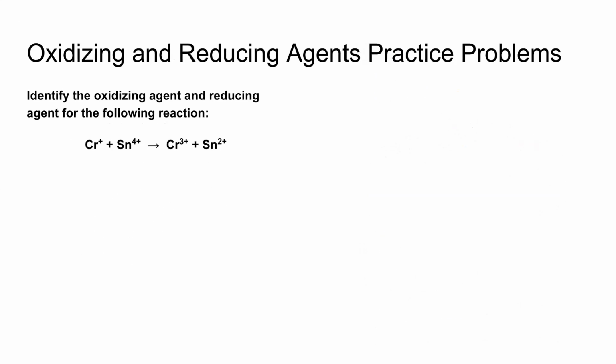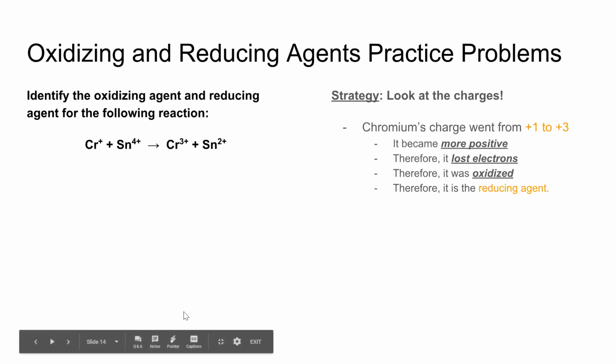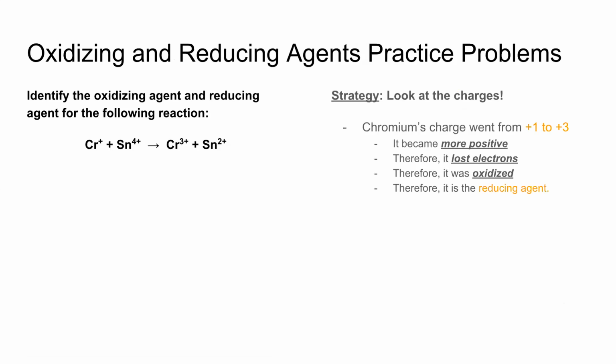So why don't we try out a problem where we need to know which one's the oxidizing agent and which one's the reducing agent for the following reaction. So it's chromium 1+ plus tin 4+ produces chromium 3+ plus tin 2+. So the strategy here is to look at the charges. Chromium's charge went from +1 to +3. This means that chromium became more positive, therefore it lost electrons, and therefore it was oxidized. So chromium must be the reducing agent.